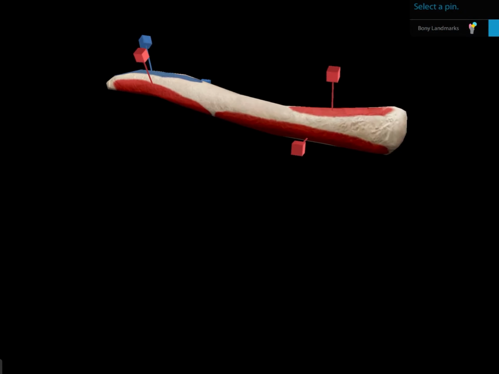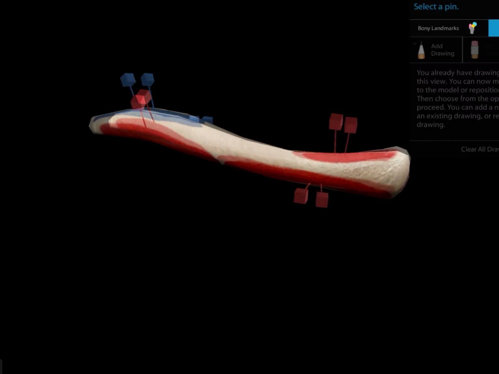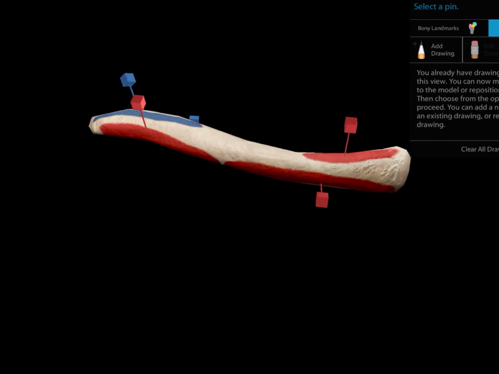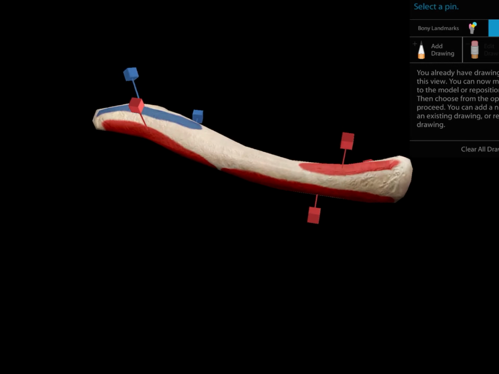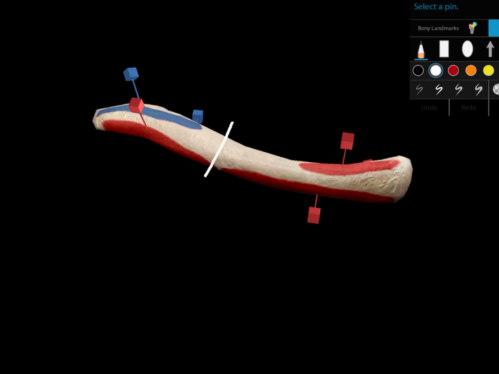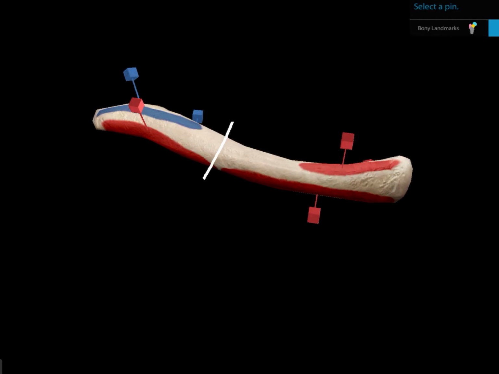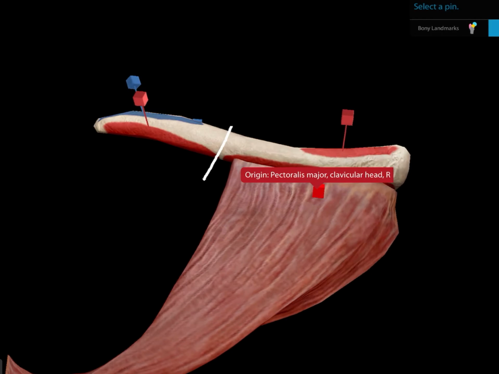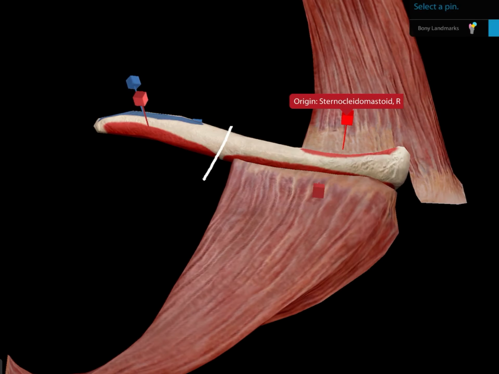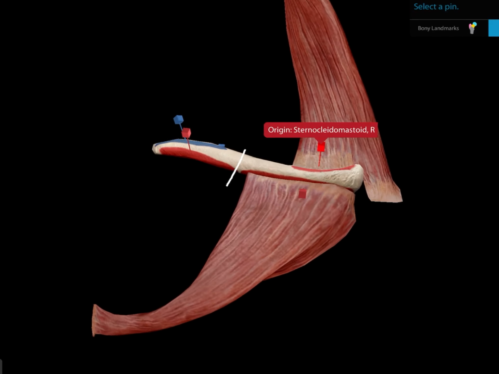First we're going to deal with the medial aspect. I'm just going to draw a line to divide it into a medial two-thirds and a lateral one-third. Great. Now, medial two-thirds, anteriorly you have the pectoralis major. You can see how the clavicular fibers are on their way towards the humerus, and posteriorly, more on the medial aspect, you have the sternocleidomastoid.